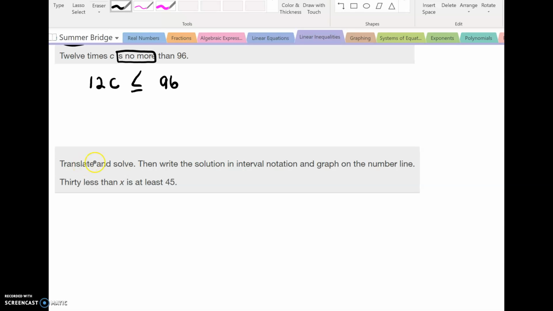Okay, so again, we're just going to translate. We're not going to solve or anything like that because we don't have all the tools yet in order for us to be able to do that. So we have 30 less than x. So less than x always tells us that that's minus. And keep in mind that we have to switch these two around. So x minus 30, because it is 30 less than x. So x is my bigger number and I'm subtracting 30 from it.